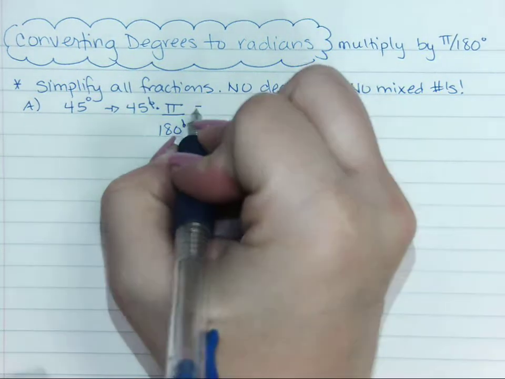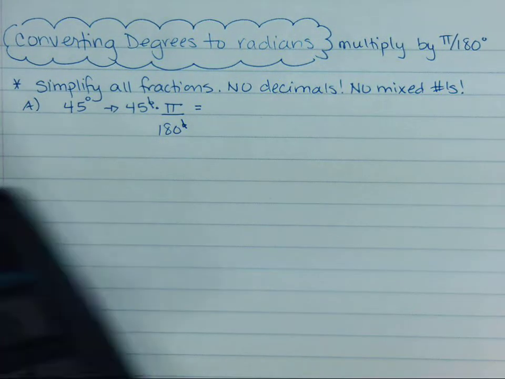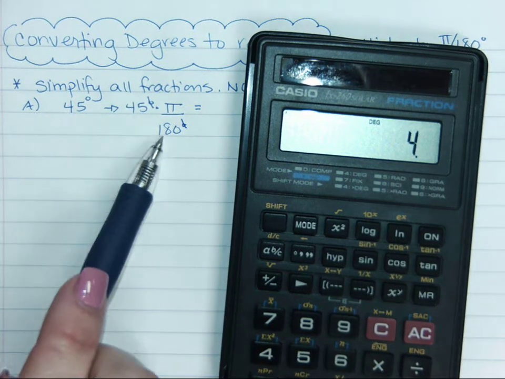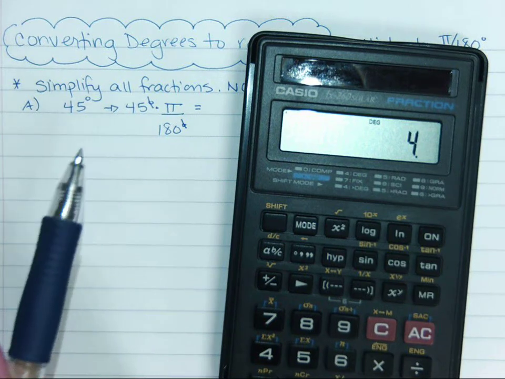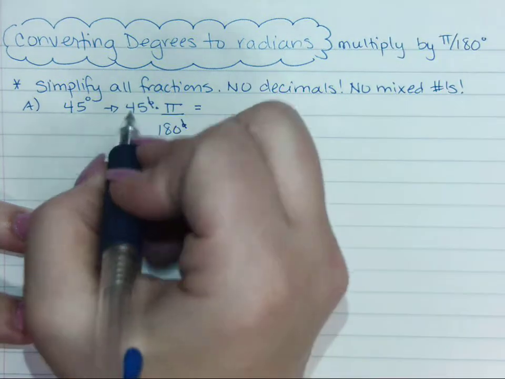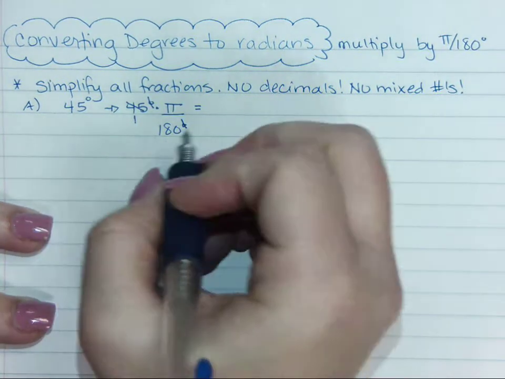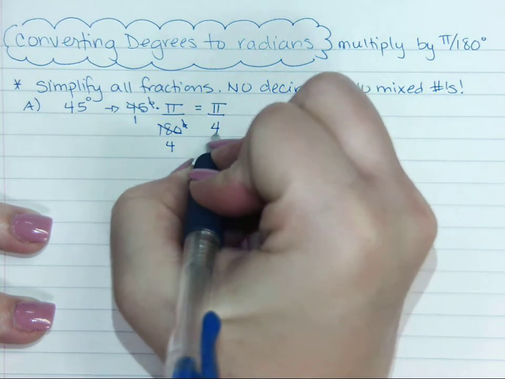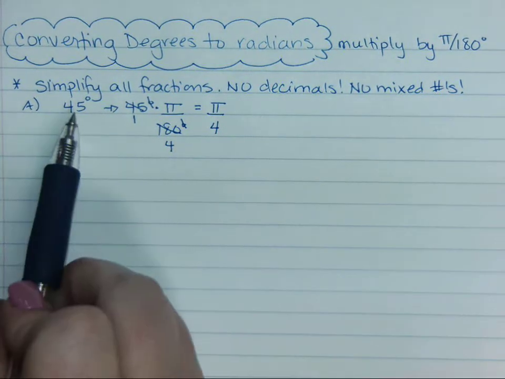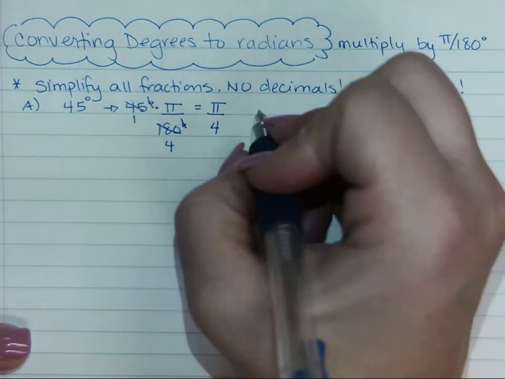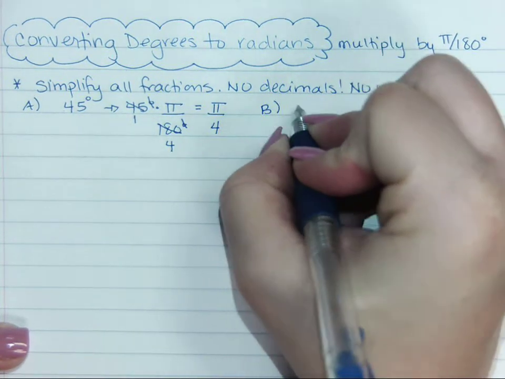And then you need to simplify these fractions. One thing you could do is take the 180 and divide by the 45 and see if 45 goes into 180 evenly. If it does, then you've simplified your fraction. So basically, 45 goes into itself once, it goes into 180 4 times, and your conversion is pi over 4. So 45 degrees is the same measurement as pi over 4. And we're going to do that for all of our degree measurements.